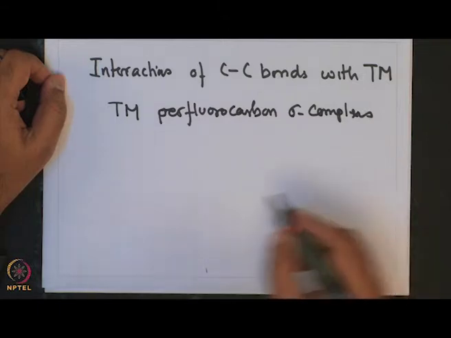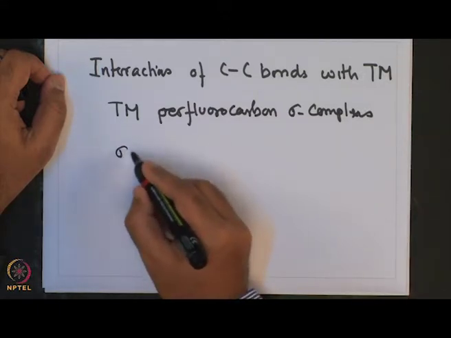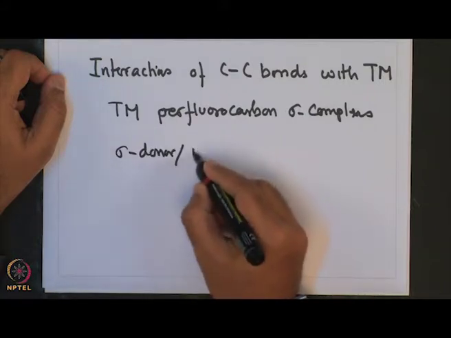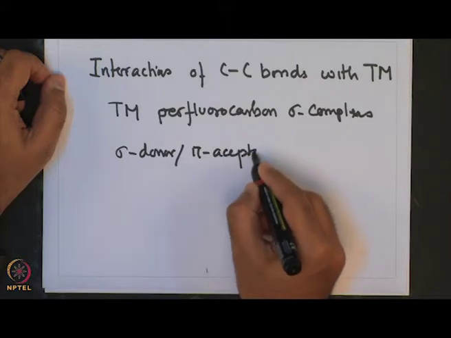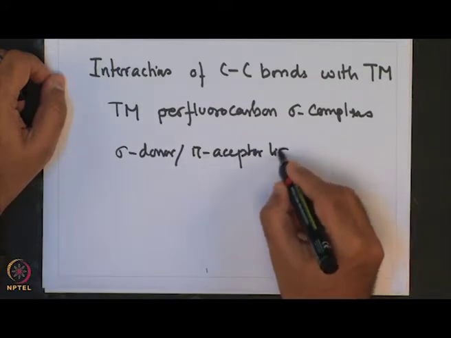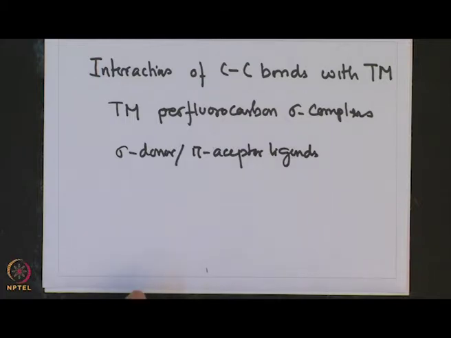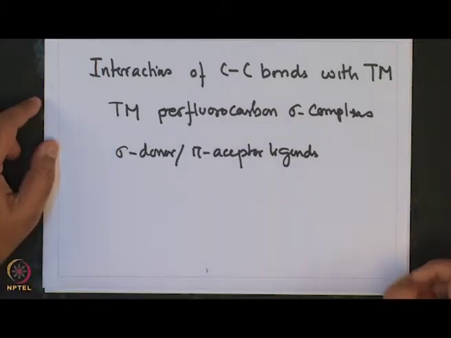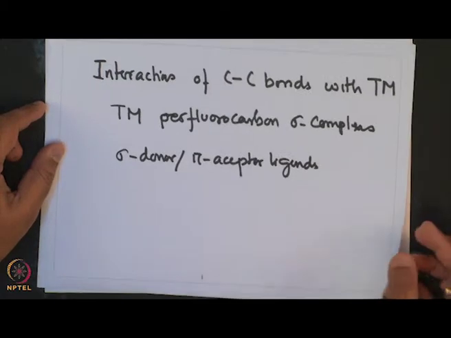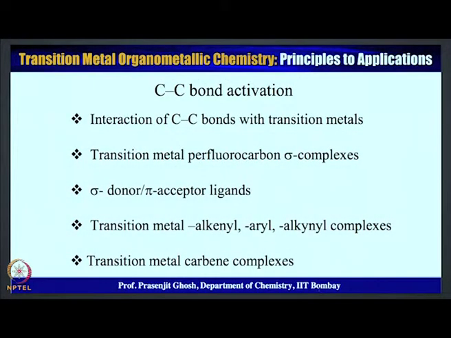And we will also discuss various other sigma donor and pi acceptor ligands. We would also be looking at transition metal alkenyl, aryl or alkynyl complexes, as well as transition metal carbene complexes. So, this gives a glimpse of the sequence of topics that would be covered with respect to the larger topic we are discussing in this lecture, which is C-C bond activation.